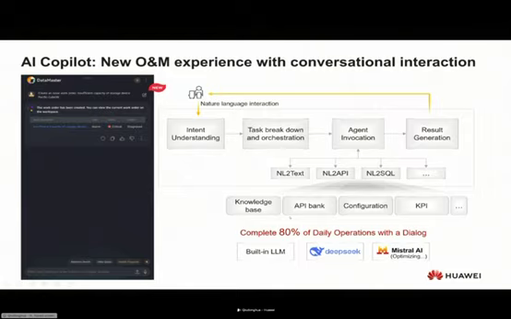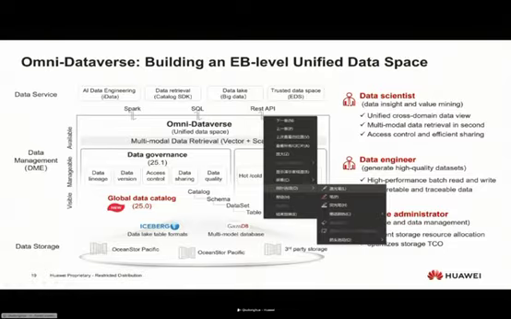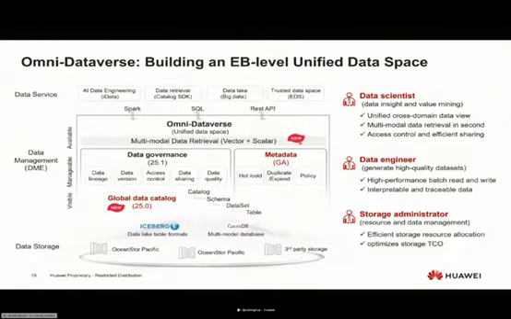The next is for the Omniverse. This is for the unified data space. In the past, the DME for data management focused on metadata management, like whole data and cold data tiering, and also finding duplicate and expired data, which can help with TCO optimization. So this mainly focused on storage administrators optimizing the TCO.